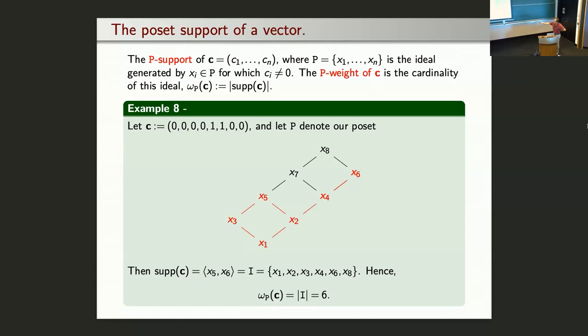Now, this is an order ideal, meaning that if I take anything here, anything below will be in the same set. So the support set is essentially an order ideal in my Poset. Then I take its size as my weight. So the weight of my vector C is simply the size of the order ideal generated by the indices of the non-zero entries of my vector in the Poset.